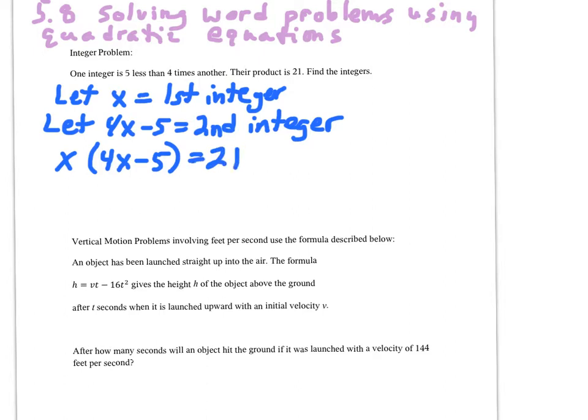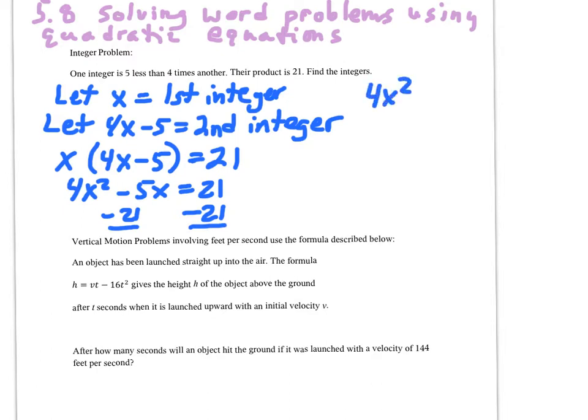To solve this one, I'm going to have to distribute the x to the 4x and the minus 5, so it would be 4x squared minus 5x equals 21. I've got to get the 21 on the other side because I'm going to solve by factoring. And I get 4x squared minus 5x minus 21 equals 0.